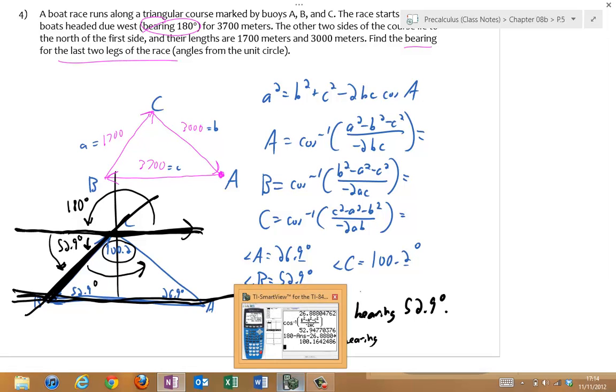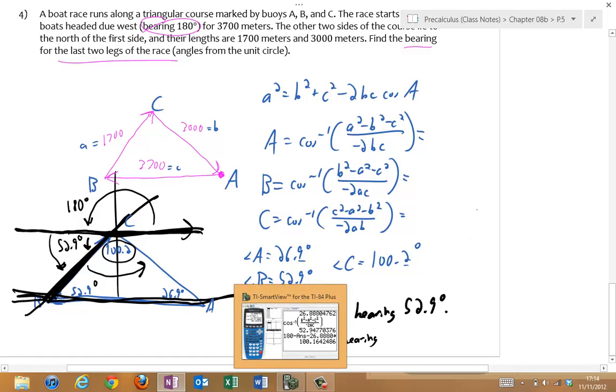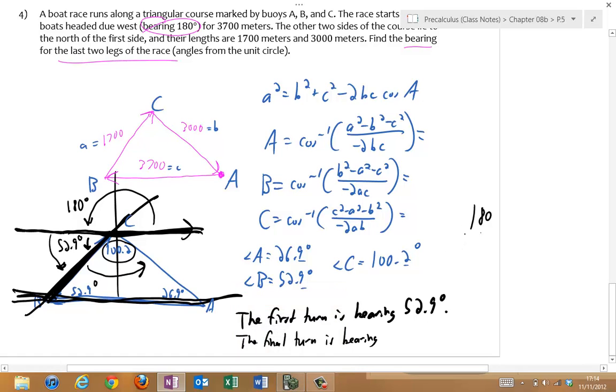Go back to the calculator. I've got 52.9. Actually, I can do this without a calculator. 180 plus 52.9 plus 100.2. This would be 3. And it's bearing 333.1 degrees.